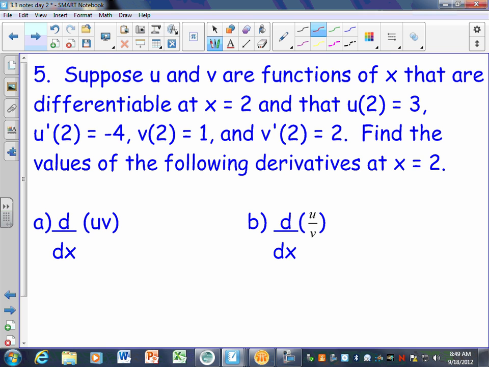And then they just do the same thing for v and v prime. v is just a different function than u. This is the actual value at 2. The y value is 1. This is the derivative at 2. This is not a y value. That's the derivative, which would be the slope there. So it's really important that you know that notation.